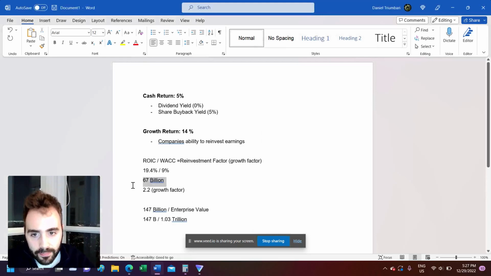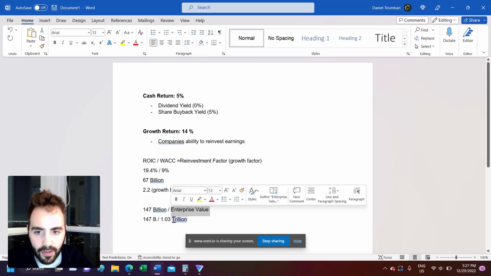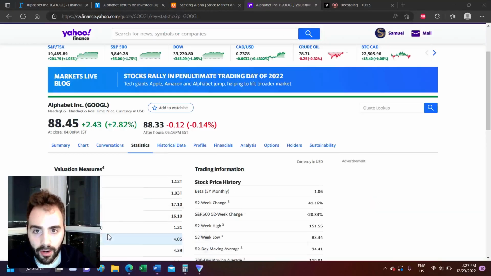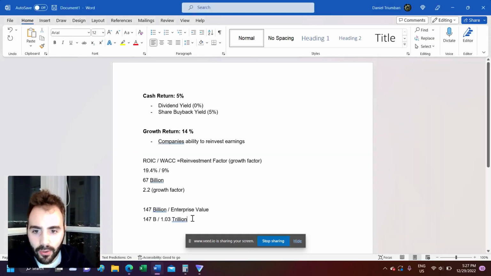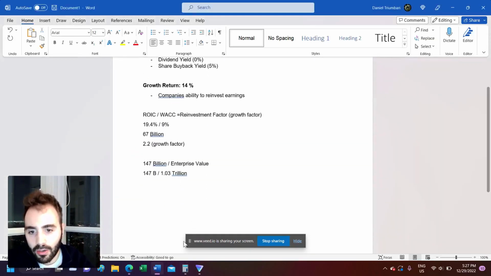Now we take the company's retained earnings, which is basically their net income times their retention rate. In Google's case, it's 100% since they're not paying any dividends. And we get this number here of 147 billion. We take the 147 billion and divide it by the enterprise value. So we took this retained earnings multiplied by our growth factor, and we get this number here. We divide that by our enterprise value of 1.03 trillion, as you found right here. And that then gives us our rate of return on growth.